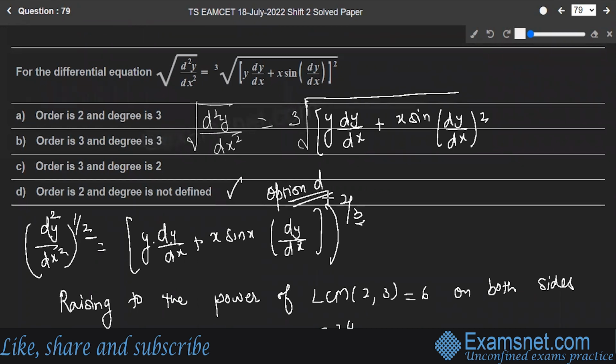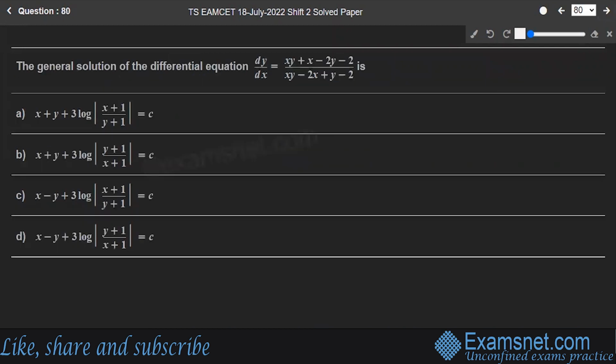Hope you got this. Then let's move to the last question of this mathematics paper. It says the general solution for the differential equation is... Okay, I'll start from here only. This is a differential equation. I know this. So for the general solution, I have to find the integral on both sides. Let's put the integral on both the sides.